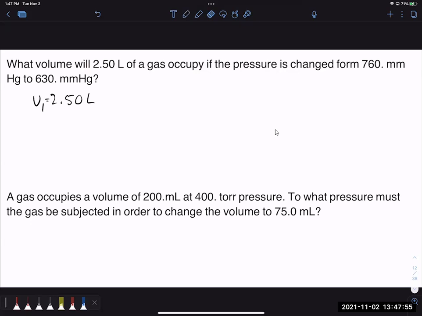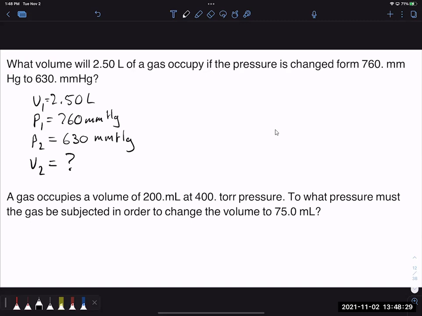If the pressure is changed from 760 millimeters of mercury, our P1 is going to be 760. P2 is then going to be our second pressure here, 630. And then this one's not written out as straightforwardly as the last one was, but I guess I should have written this first: what volume will we get? So at the end, our V2 is what we're looking for. So again, if we look at our equation, P1 V1 equals P2 V2, we now have at least 3 of the numbers to fill in there to solve for the last one.